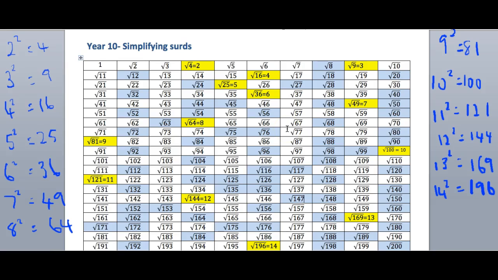So now I have found, in blue, all the surds that can be simplified. Everything else just stays the same, because it can't be simplified any further because it doesn't contain a perfect square. So nothing else on this table can be simplified. If it hasn't been coloured in yellow or blue, you can colour it in another colour if you like. I'm not going to do it just because it's going to waste a bit of time.